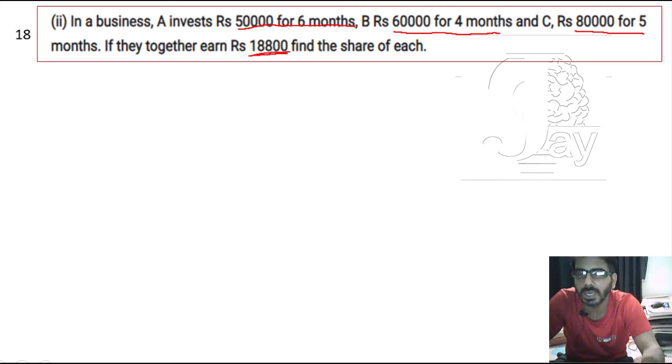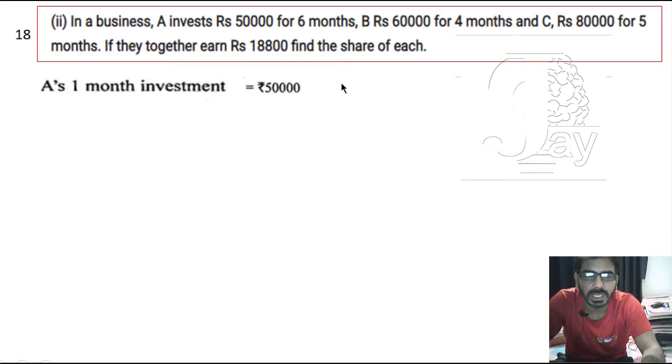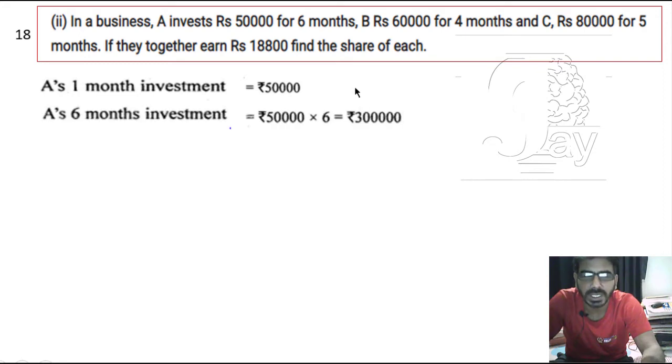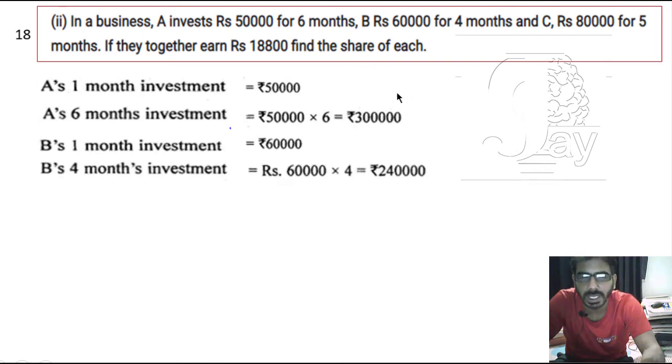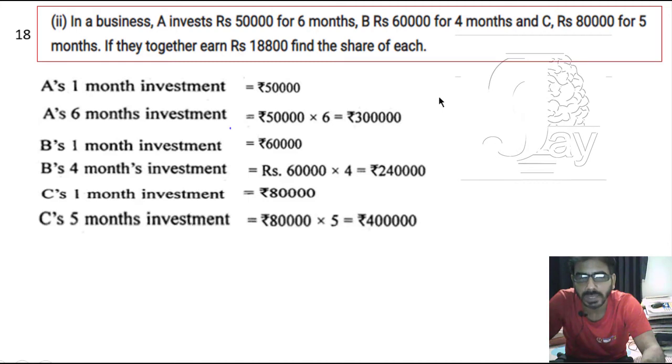Okay, so how much is for A and how much is for B, how much is for C, depending on what they have contributed in the investment. A's 1 month investment is 50,000 and the total investment is 3 lakh rupees. Similarly, B for 1 month 60,000, for 4 months, the total investment is 2 lakh 40,000. C's 1 month is 80,000 and the total amount invested is 4 lakhs.